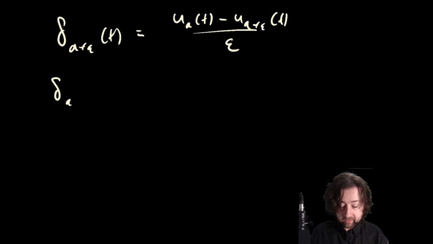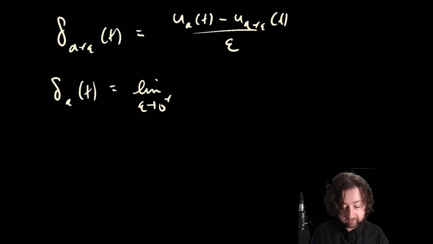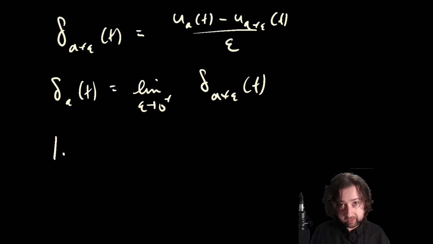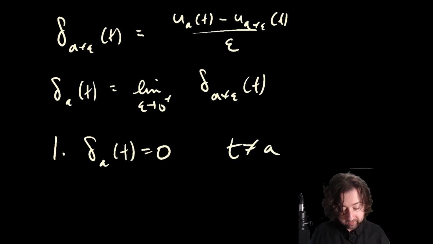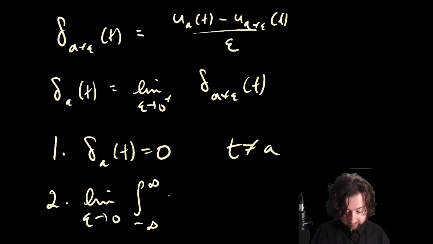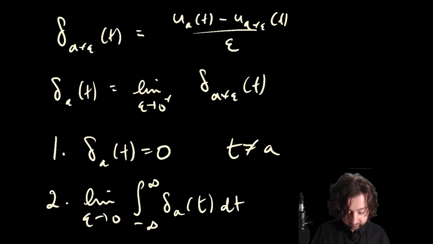We define delta a of t to be equal to the limit as epsilon goes to 0 from the right of delta a plus epsilon of t. That exists in the sense of distributions, which you can learn about in a graduate course. And the two properties that we really care about are that delta a of t is equal to 0 when t is not equal to a, and that the limit as epsilon goes to 0 of the area underneath the delta function is 1.